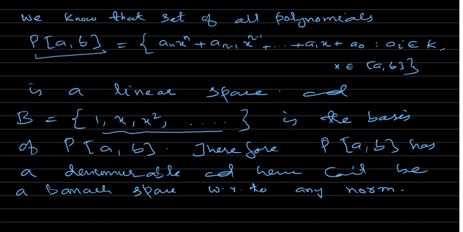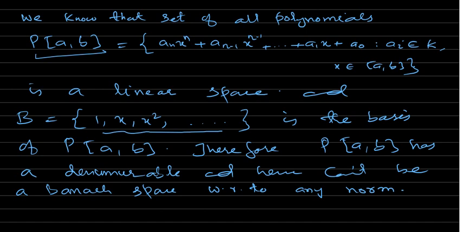But if you take all polynomials, you do not restrict the degree to less than or equal to n. You take any polynomial of degree 3, 4, 5, 6, so on and so forth, any degree. If you take the set of all such polynomials, then that set also forms a linear space, a normed linear space. We can define a norm on that space, but that linear space cannot be a Banach space with respect to any norm.